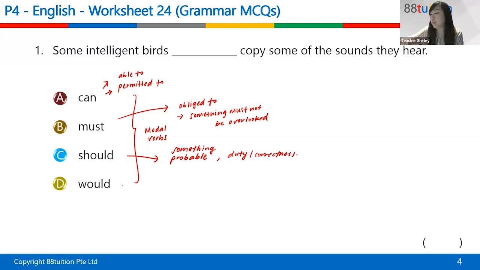Now when we talk about would, of course, is the past tense of will. So when I say would, it means there might be consequences. It's indicating consequences.